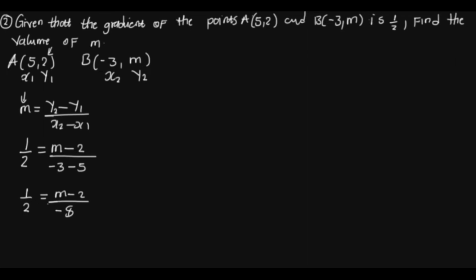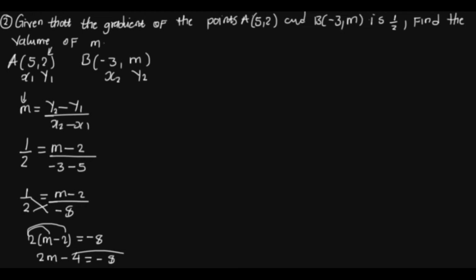Then from there we are solving for m, we cross multiply. So here we have 2 times m minus 2. Then here is 1 times negative 8, that is just negative 8. Then from the algebra, the 2 will multiply with everything inside the bracket. So 2 times m is 2m, 2 times negative 2, that is negative 4, is equal to negative 8.